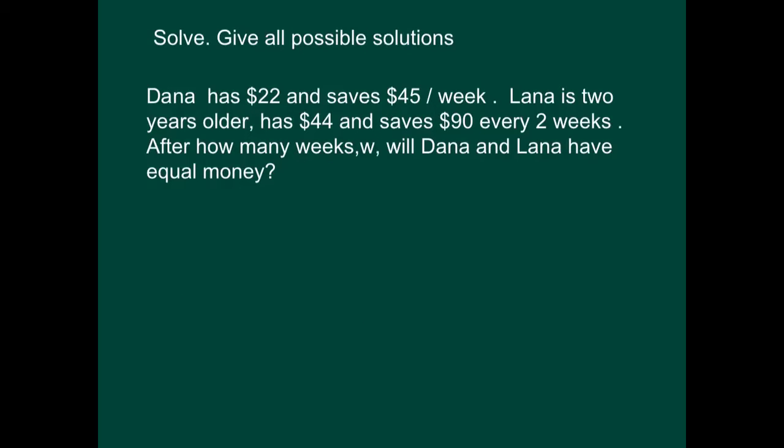And this is the last problem on tonight's homework. It's about Dana and Lena, and they both have different savings. Please write an equation to describe what's going on here, simplify your equation, solve it, and interpret the solution that you get, and give all possible solutions. Thank you, show all your work, and good luck.